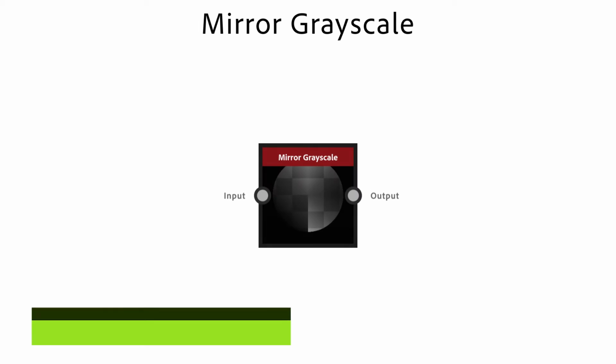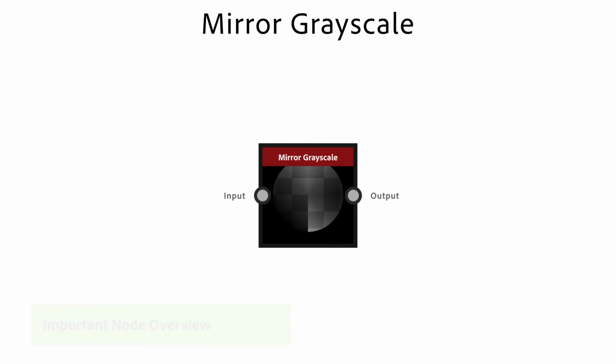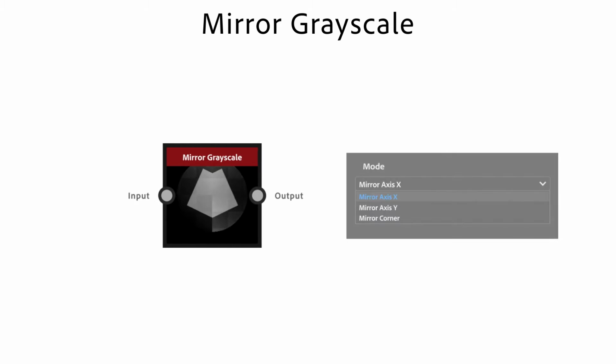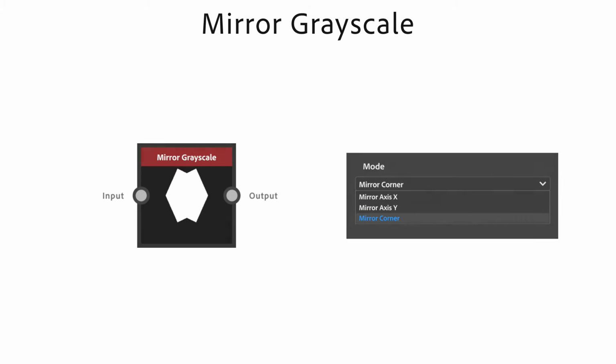The Mirror node is a great node to add symmetry to shapes. It mirrors your shape along one or more axes. Mode is the main control for the mirror. You have the options to mirror along an axis or a corner.